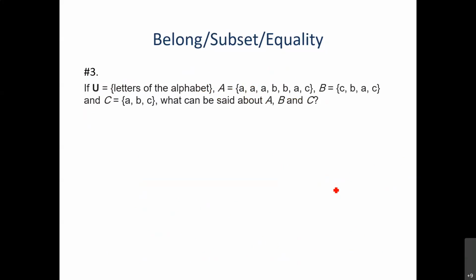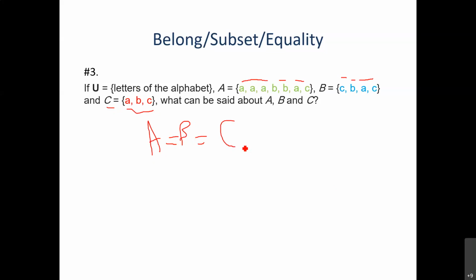What do we know about this? If U is the letters of the alphabet, and A is this, B is this, C is this, what can be said about A, B, and C? So A is {A, B, B, A, C}, B is {C, B, A, C}, and C is just {A, B, C}. Well, they're all equal. A equals B equals C.